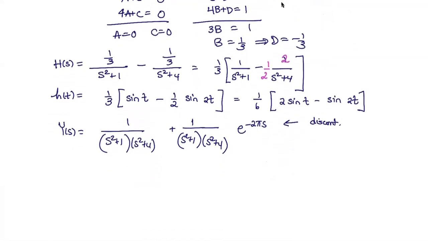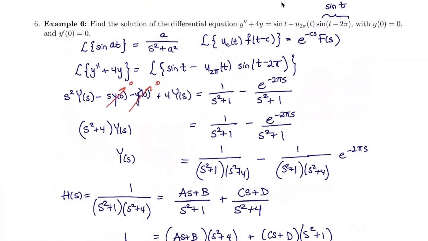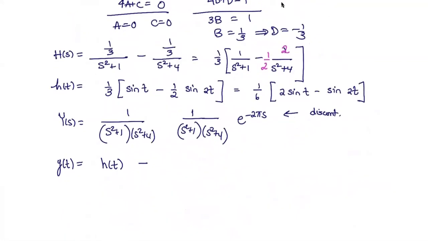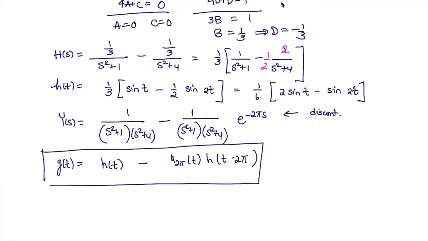Doing my inverse Laplace transforms will give me y of t is equal to precisely the h of t that I just found, plus, actually, plus, is it plus? Nope, it's minus. Minus u sub 2 pi of t, h of t minus 2 pi. And that can be your final answer.